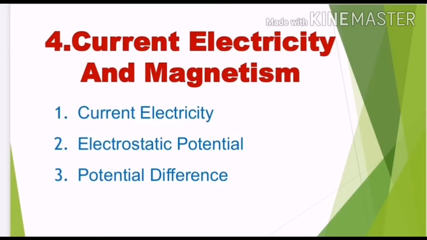Welcome, dear students. Today we shall begin a new chapter: current electricity and magnetism, Chapter number 4. Today we will cover three topics: topic number 1, current electricity; second, electrostatic potential; and third, potential difference. So students, let's start to learn.